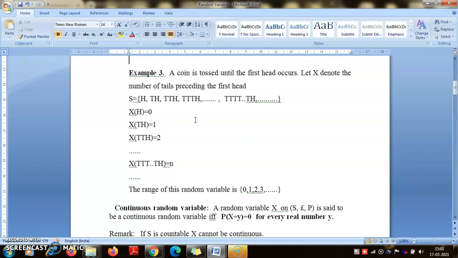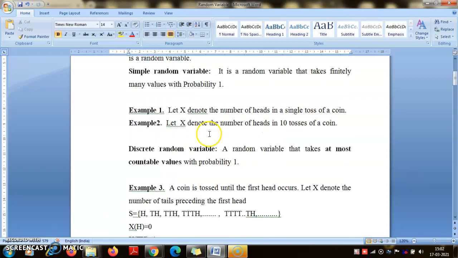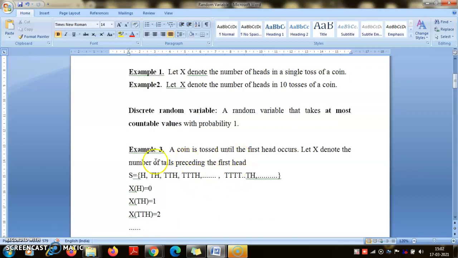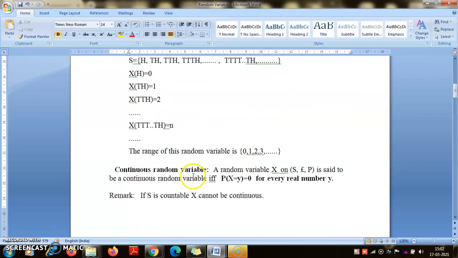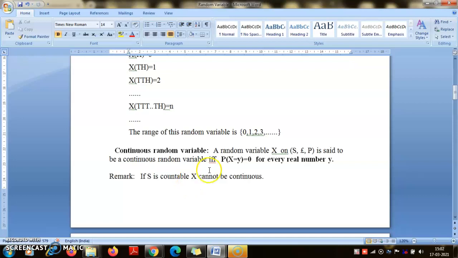Is it a simple random variable? No, because it is not taking finitely many values. By discrete random variable I mean either a simple random variable or a random variable that takes countably many values. A simple random variable is always a discrete random variable, but a discrete random variable need not be simple. Here is the example. To be simple, it has to take finitely many values.